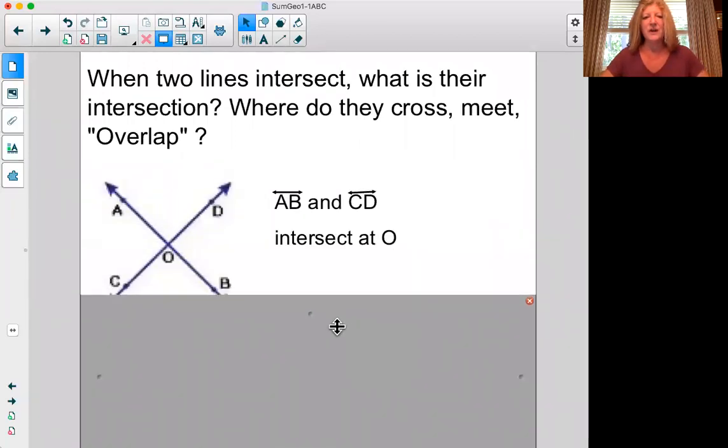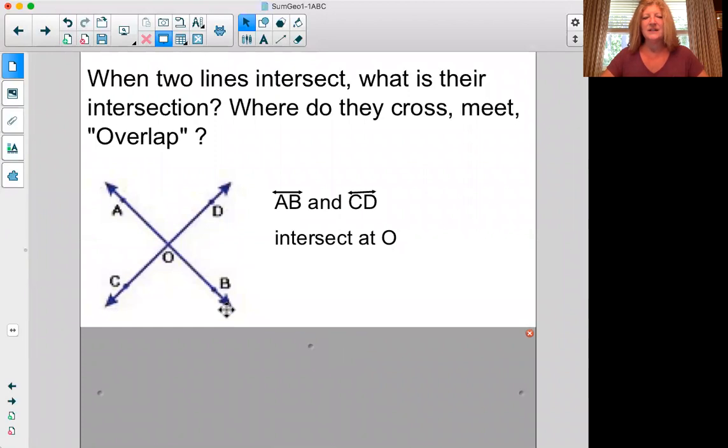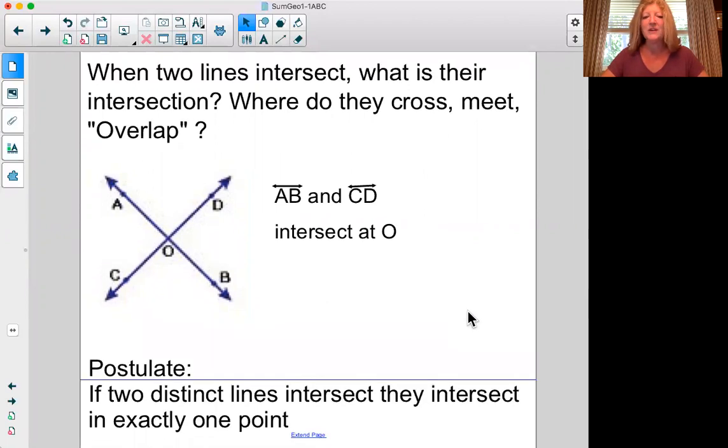If you draw two lines, you see that intersecting lines, in this case line AB and line CD, intersect in a single point. In this case, they intersect in point O. And that's actually one of our postulates. If two distinct lines intersect, they intersect in exactly one point.